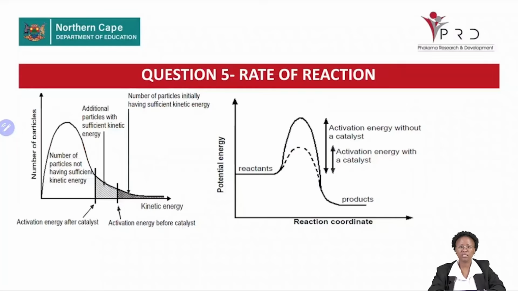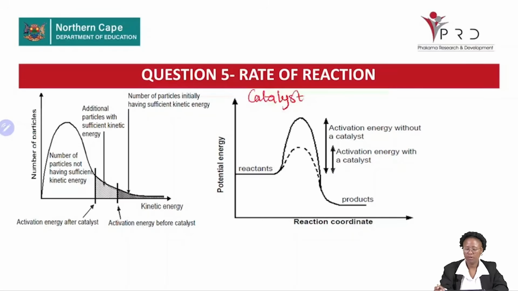The next one that I want us to look at is the adding of a catalyst. Both of these graphs are catalyst graphs. The difference is that the one on the left hand side, I'm going to call it A, and this one I'm just going to call it B. The one on the left hand side is the catalyst represented on the Maxwell-Boltzmann distribution curve. All right. Remember, we know how to interpret it.